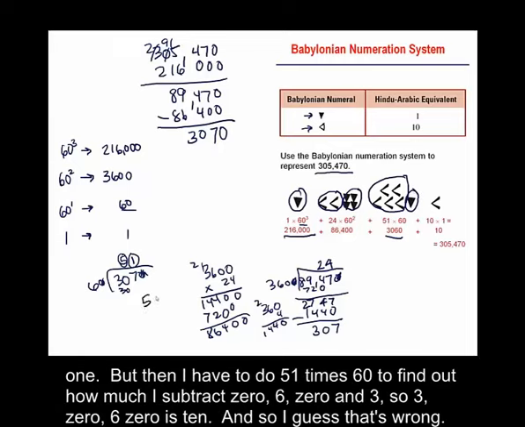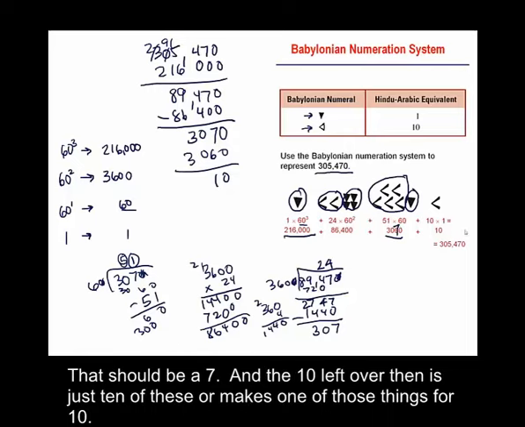But then I have to do 51 times 60 to find out how much I subtract. 0, 6, 0, and 3. So 3060 is 10. And so, yes, that's wrong. That should be a 7. And the 10 left over then is just 10 of these, or makes one of those things for 10.